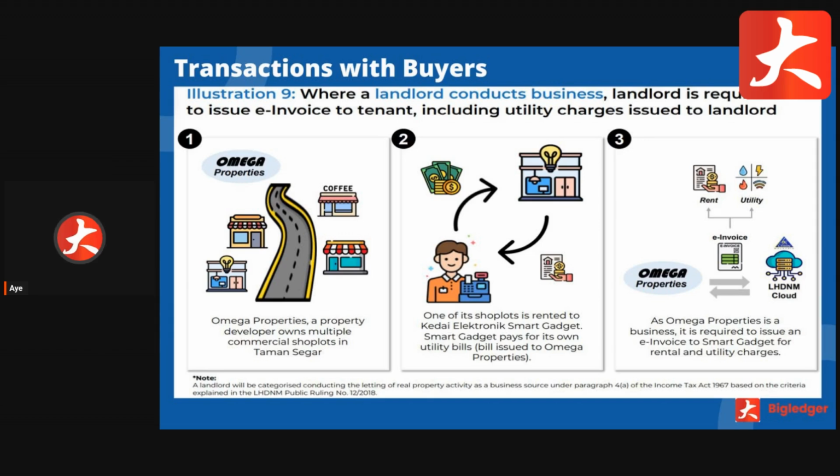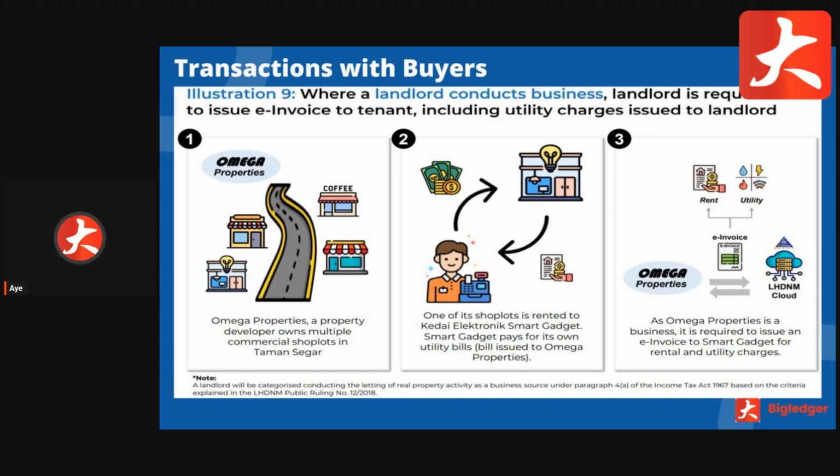So in these scenarios, for example, Omega Properties, a property developer, owns multiple commercial shoplots in Taman Sigar. One of its shoplots is rented to Kida Electric Smart Gadget. Smart Gadget pays for its own utility bills. In that case, Omega Properties needs to issue an e-invoice to Kida Electric Smart Gadget, but this e-invoice needs to include the rental and the utility charges also. Then they will submit to LHDN.